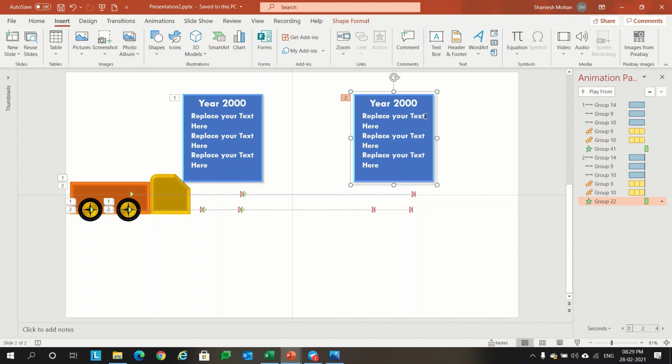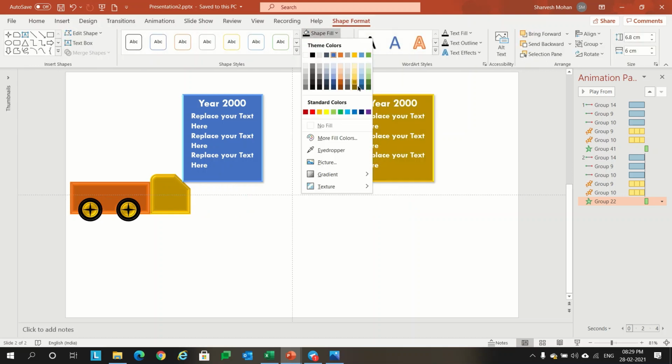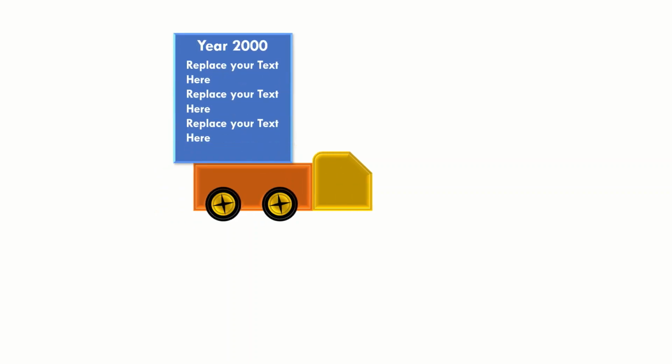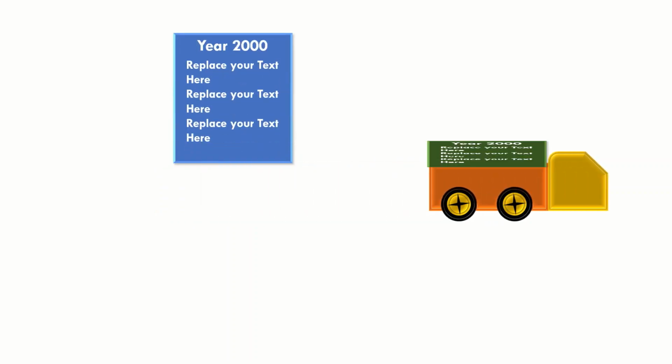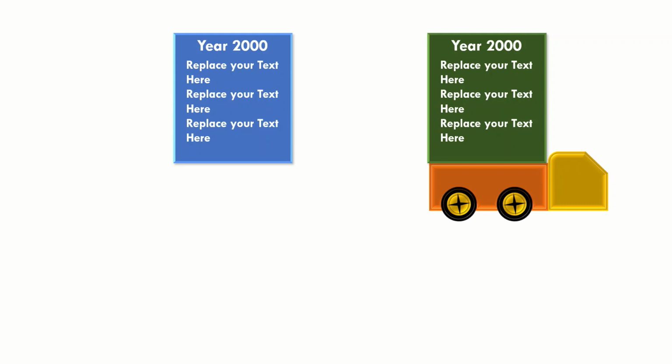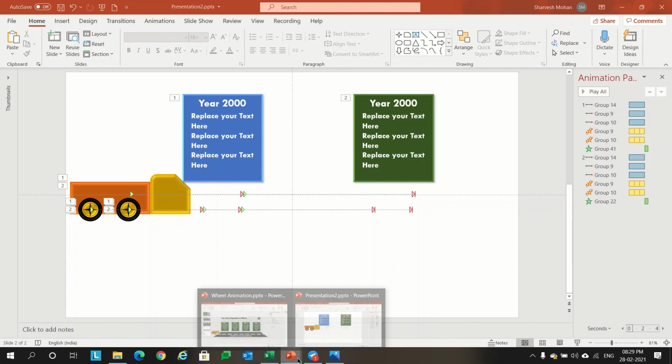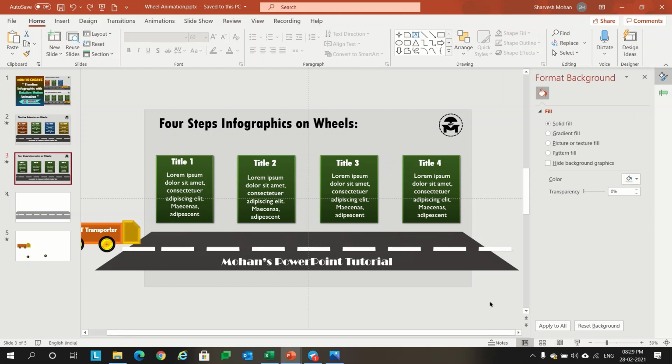Let's change the color. In shape format we'll give some different color. Let's put a green color and let's see how it is animated. Okay, on click it will reveal the year 2000 achievement and the second one will reveal the 2000. Okay, so we are completed. Similarly, we can create as many as you want. I have created a slide like this.